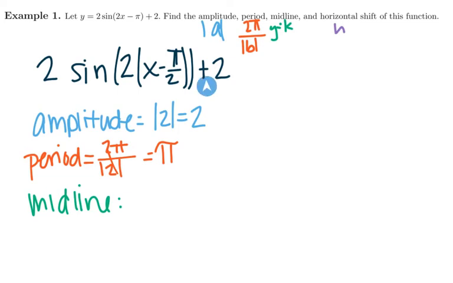Our midline is simply y equals k. Here in our example, our k is positive 2, so our midline is at y equals 2. And lastly, our horizontal shift is h, so we can pull this h out, and our h is pi over 2. So that's a shift to the right by pi over 2. So here we've basically taken an expression, broken it down, and determined all of these properties of our graph. So theoretically, if we're given a graph, we could identify these properties and then construct the formula.